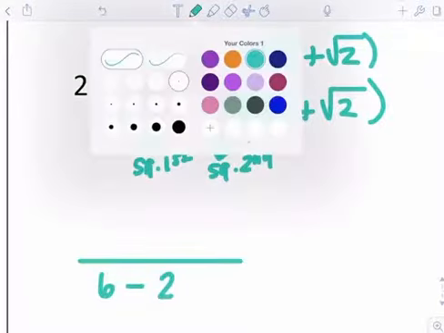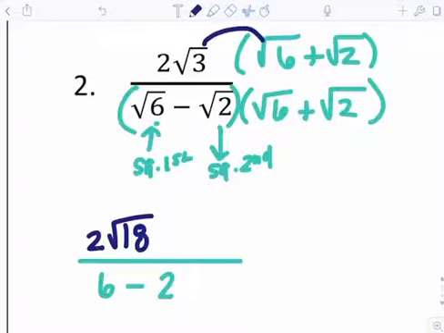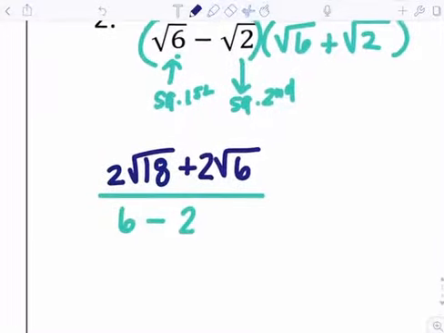But for now, I'm going to multiply the numerator. So you have to distribute that 2 root 3, right? Remember, when you multiply radicals, I don't care that they're different, but you have to combine outsides with outsides, insides with insides. So the 2 is going to stay, but then you've got to combine 3 times 6, so that's the square root of 18. Okay, and then 2 root 3 times root 2, so that's going to become positive 2 root 6.